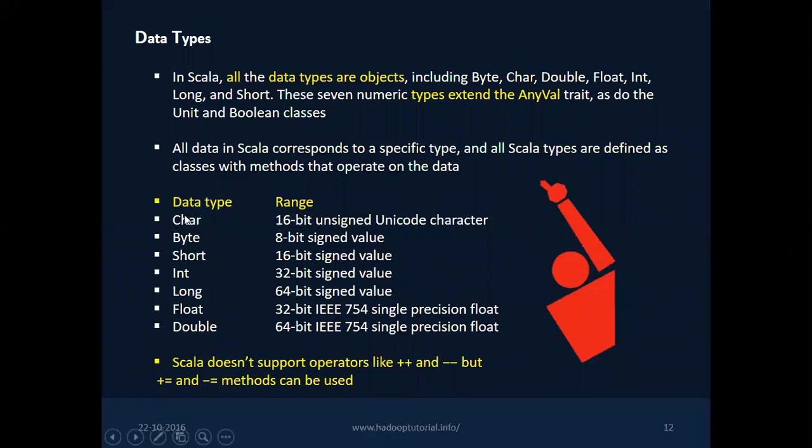The same data types that we have in Java, char, byte, short, int, long, float, double, with the same sizes we do have in Scala, but here they are classes. They are objects, not primitive types. And in Java, you might have seen the plus plus and minus minus operators, but we don't have them in Scala. But i equals i plus 1, i equals i minus 1, or plus equals or minus equals, these operators are supported.